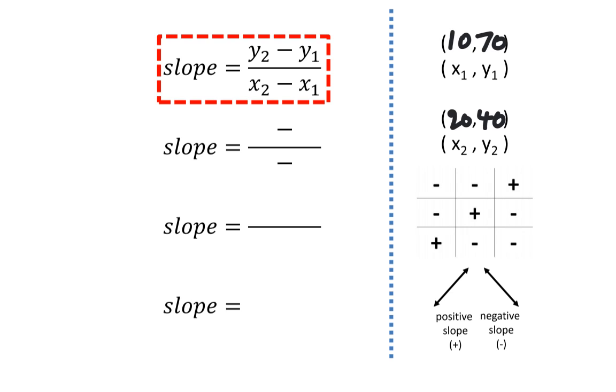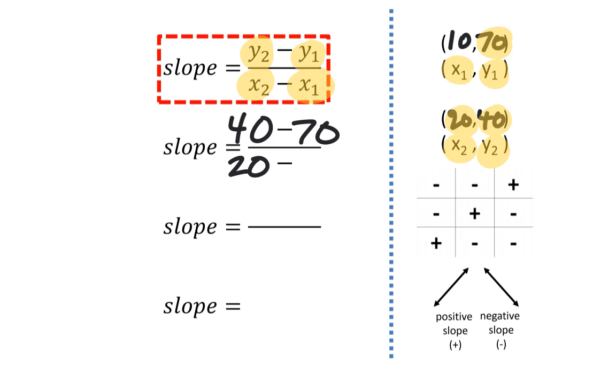So I'm going to be replacing some of these variables with their known values. I'm going to be replacing y2 with the number 40. Next, I'm going to be replacing y1 with the number 70. Afterwards, I'm going to be replacing x2 with the number 20. And last, I'm going to be replacing x1 with the number 10.